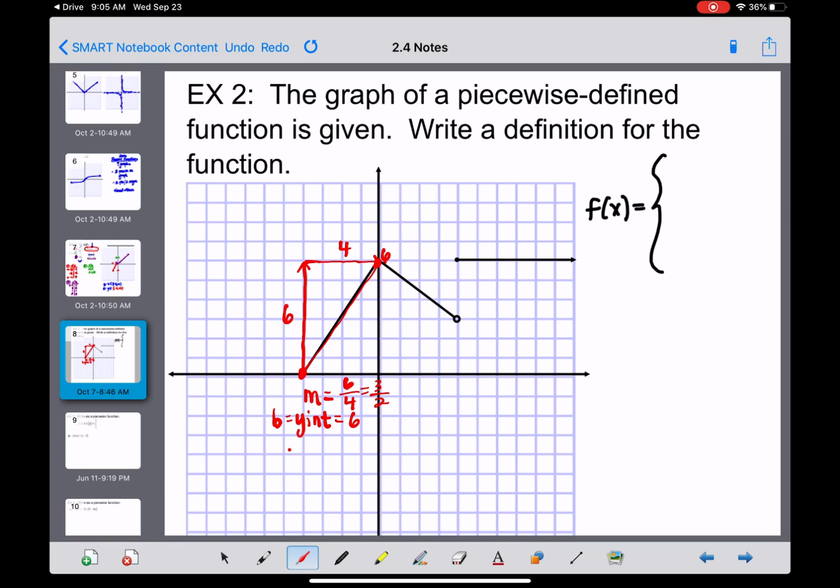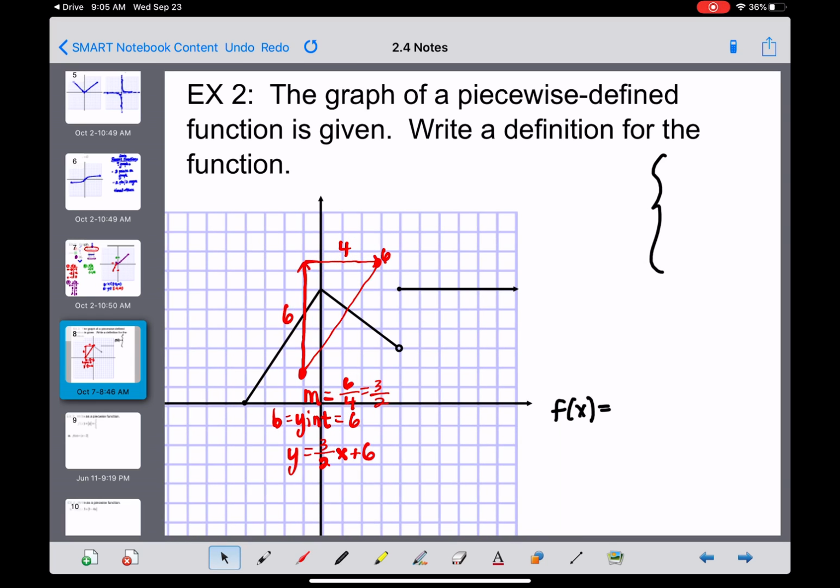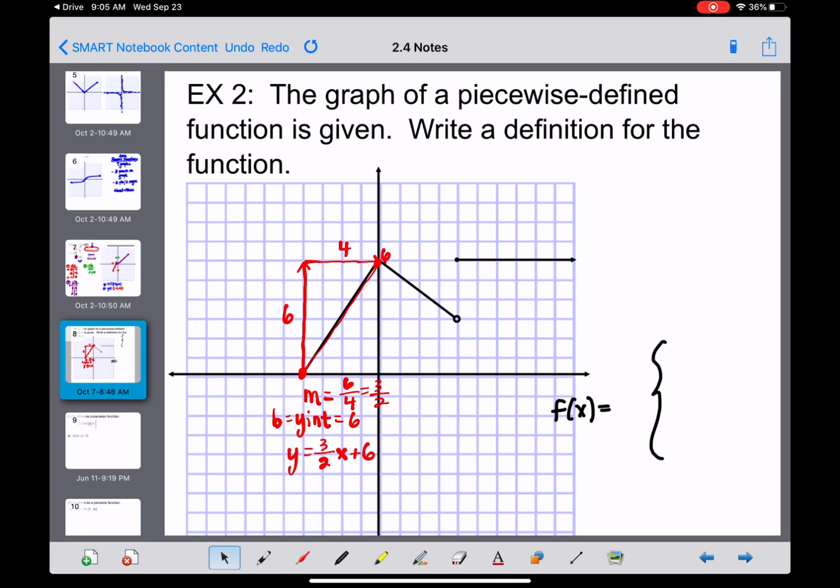So this equation would be y equals mx plus b, where m is the slope and b is the y-intercept. As I write it in my equation here, I'm going to move this so I have a little more room. We wouldn't have the y equals, because the y equals comes from f of x equals 3/2 x plus 6.